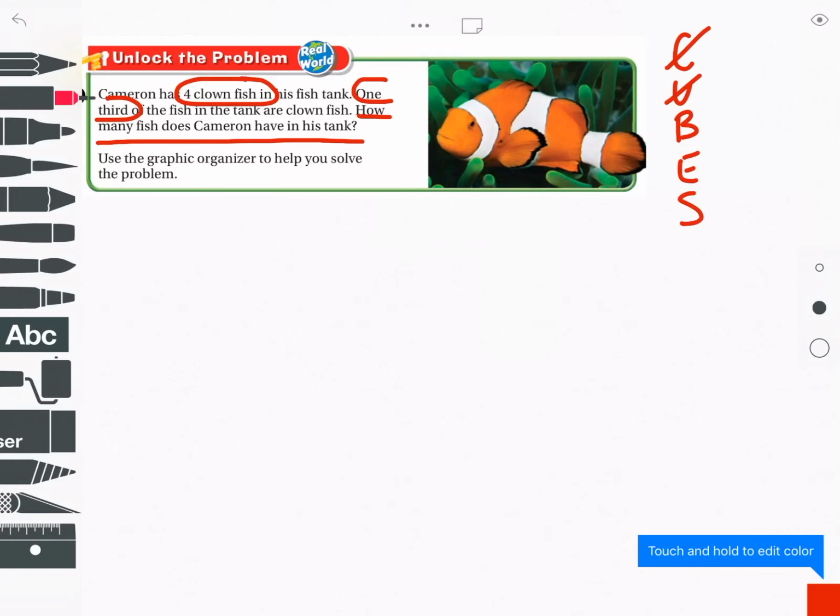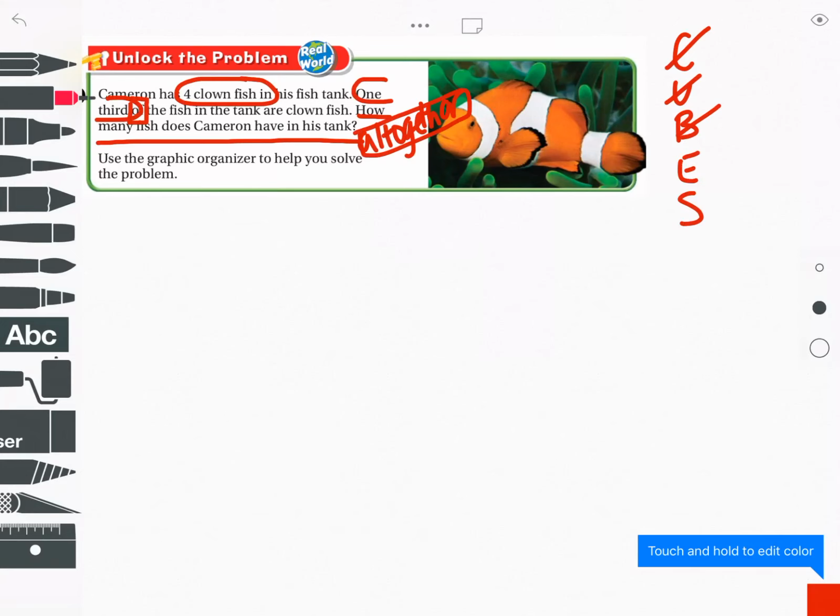Cameron has 4 clownfish in his tank. 1/3 of the fish in the tank are clownfish. Of the fish. So I'm going to circle or box in the word of. 1/3 of the fish in the tank are clownfish. How many fish does Cameron have in his tank? So this is kind of sounding to me like an all-together question. So I'm just going to write that word over there even though it's not there and box it in because it sounds to me like this is an all-together question.